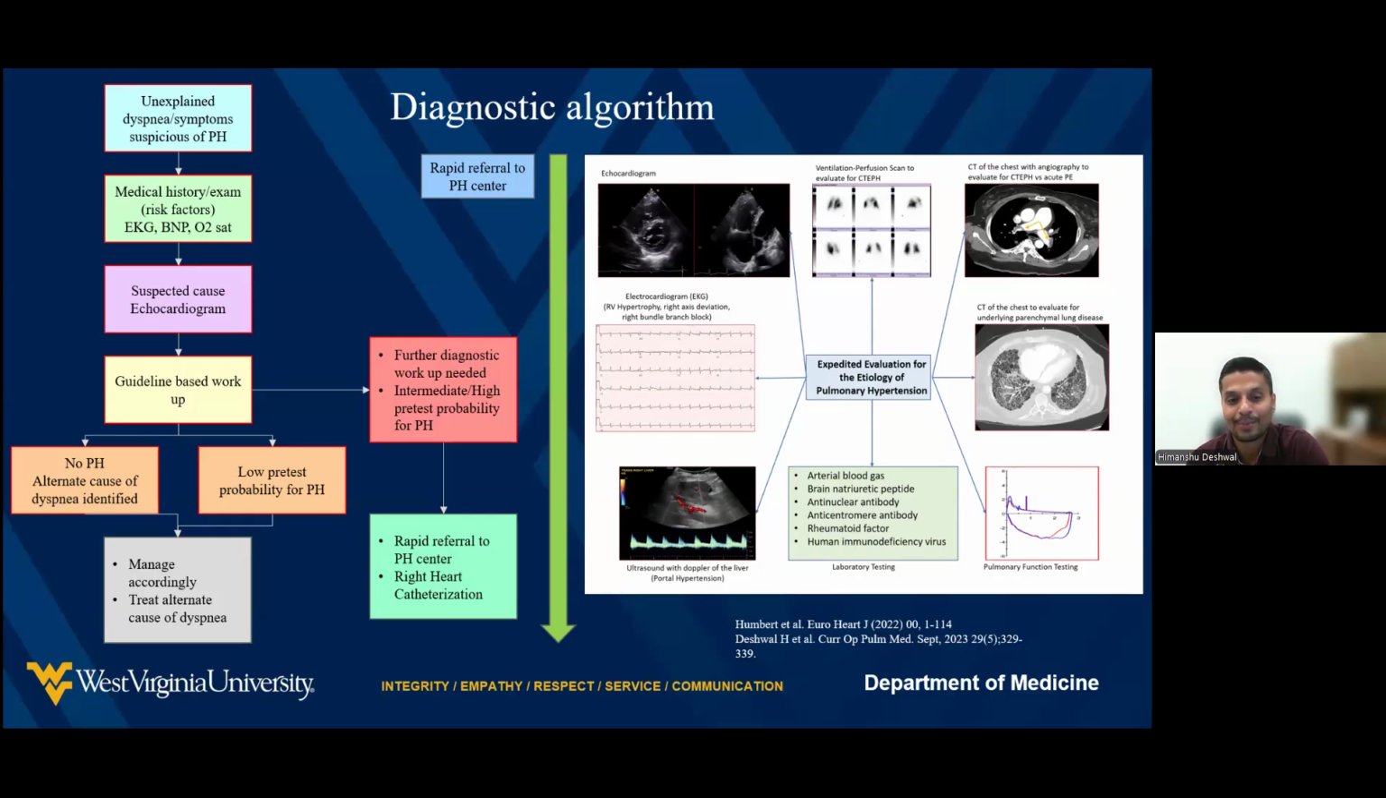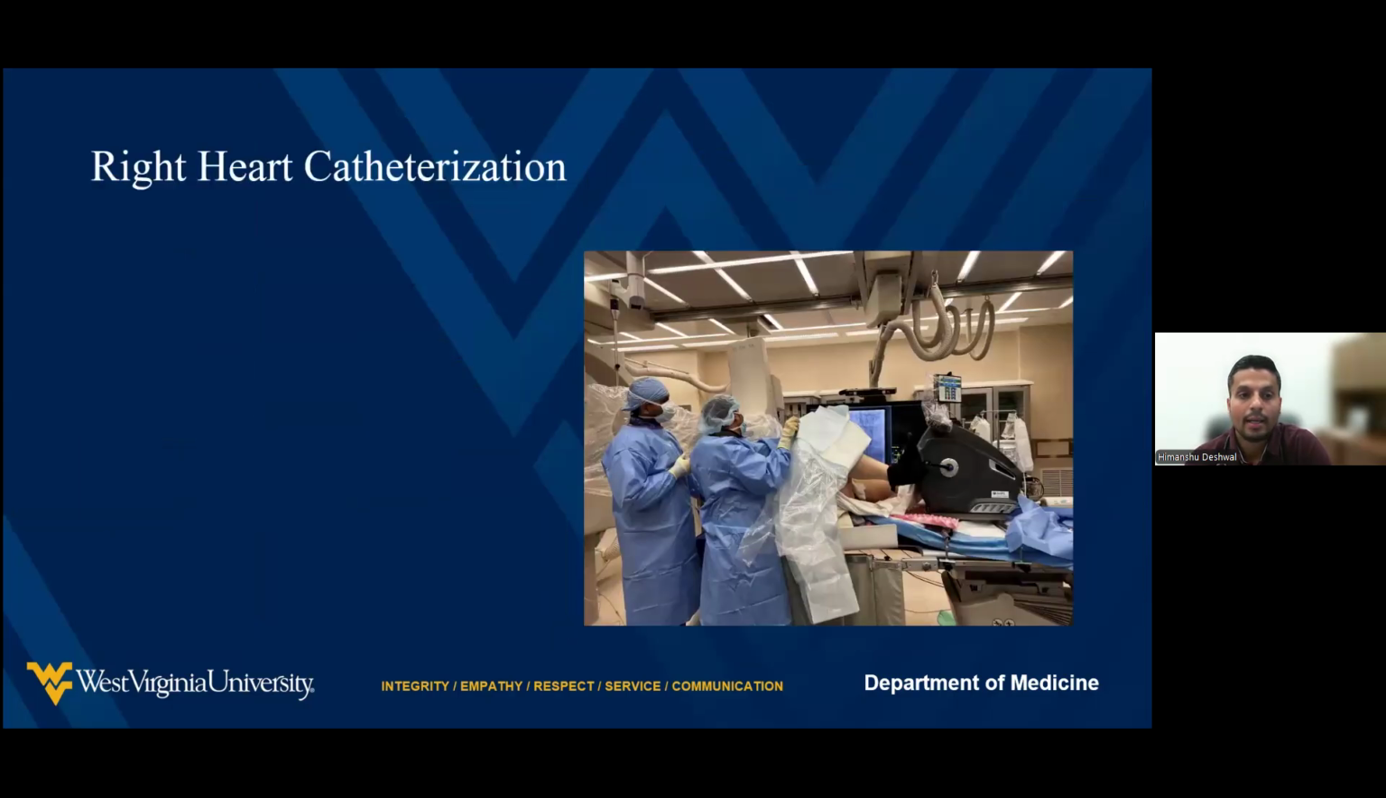So it won't be 6 months or 1 year later that they're seeing a specialist. By that time, they won't be alive. So if you suspect pulmonary hypertension, send them in and get them evaluated ASAP so they can at least start treatment and reverse some of the disease, which can prolong some life. And then eventually the diagnosis is set by right heart catheterization.